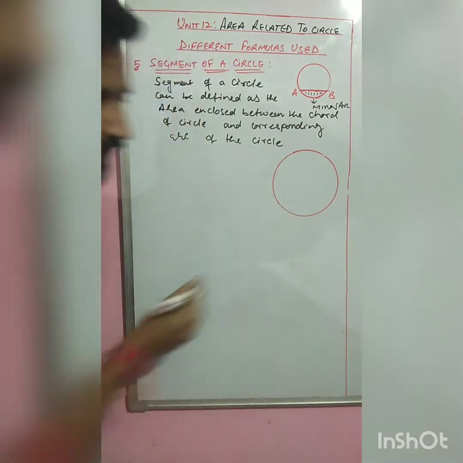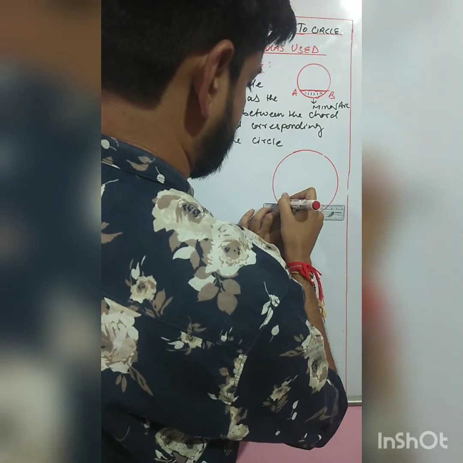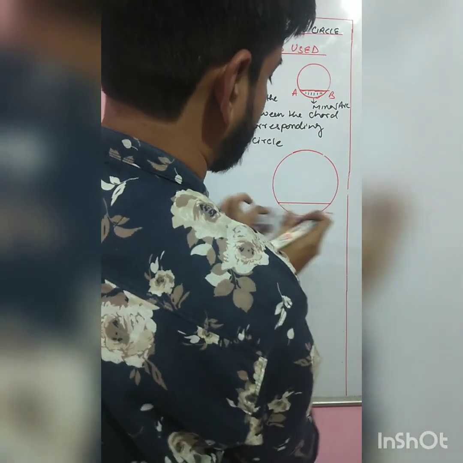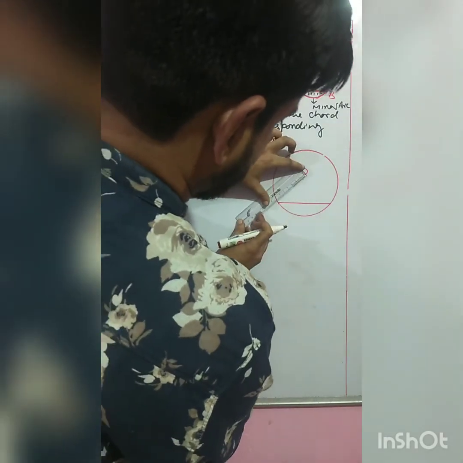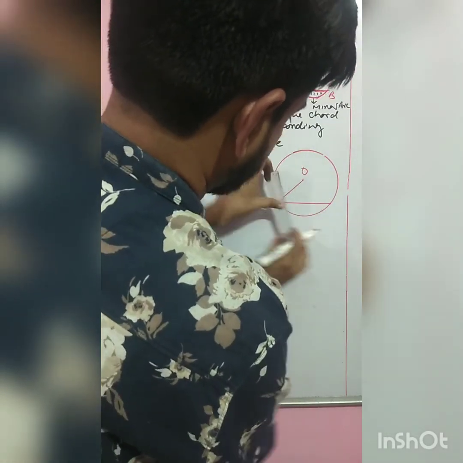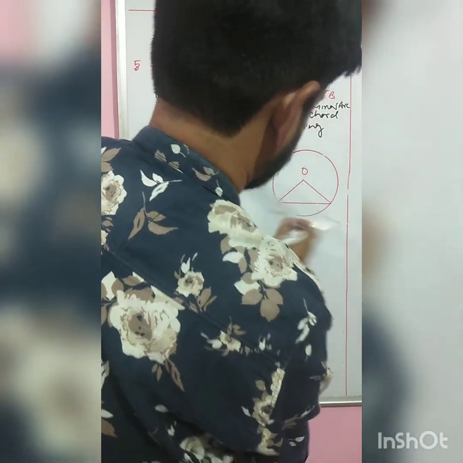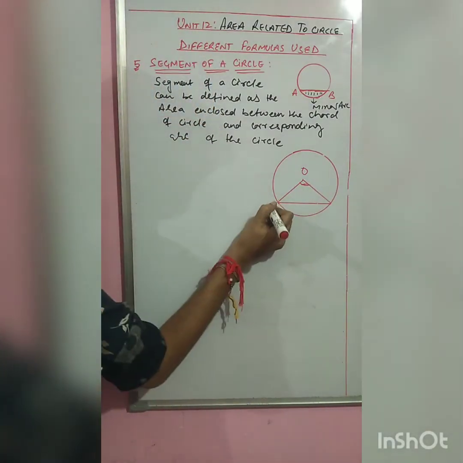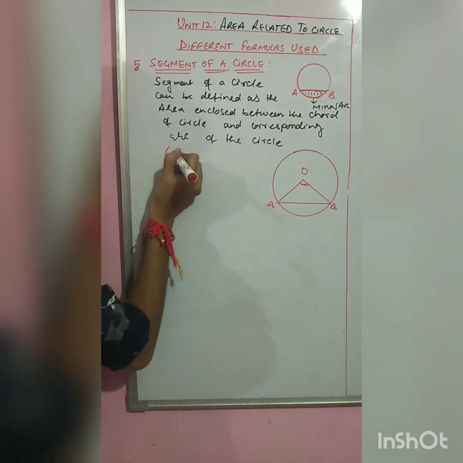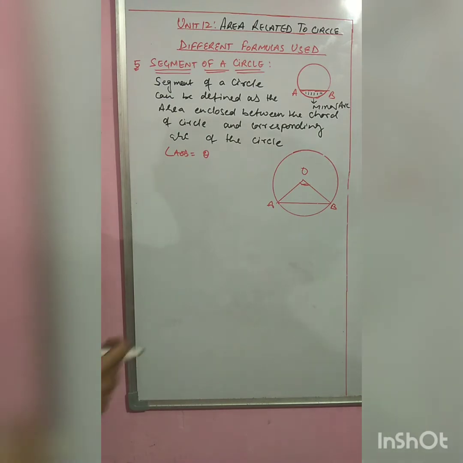Suppose we are given the chord of the circle, and this is the center of the circle. Let this complete angle, that is angle AOB, be theta. Not 60, not 90. So we have to find the area of the segment.